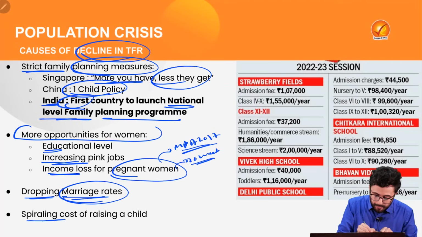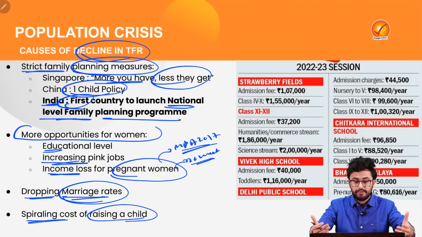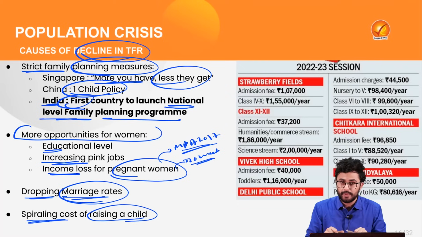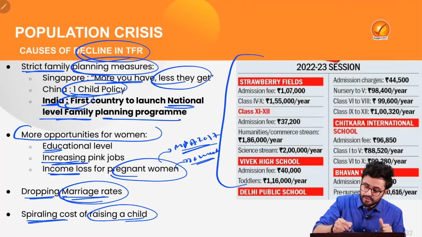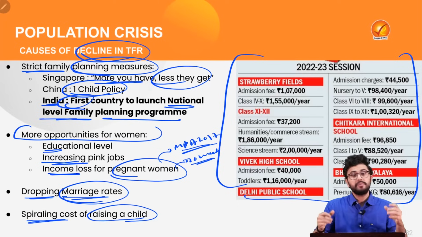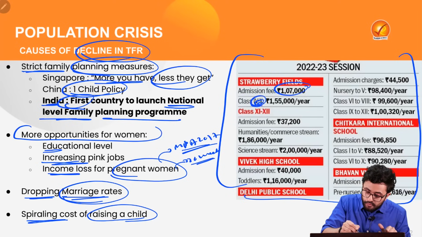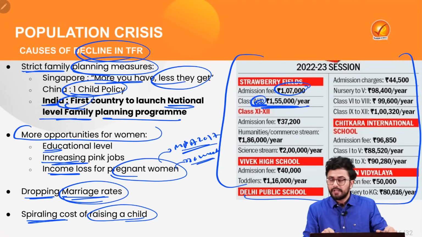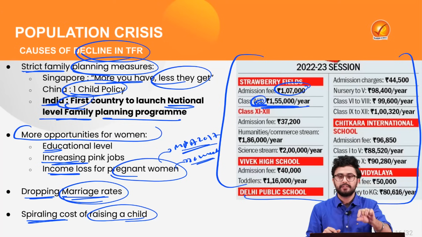Then obviously there is the spiraling cost of raising a child. For example, if you want your children to get a good education and a good future prospect, then you will make sure that your children go into a good school. Now here is a structure of the school fees of some famous schools in our country. As we can see, the fees for class 4th to 10th is rising to more than 1,55,000. Just a few years earlier, the whole generation, 7 generations, used to study in this amount.